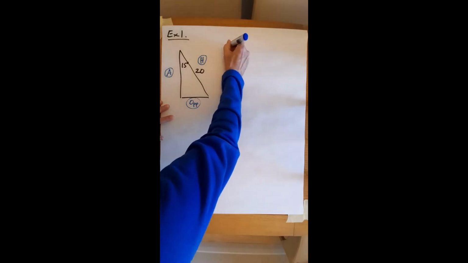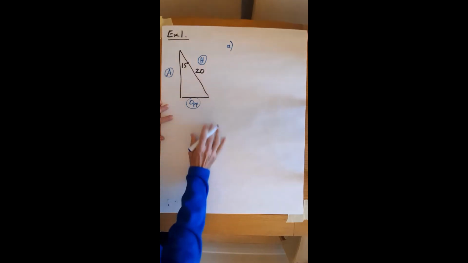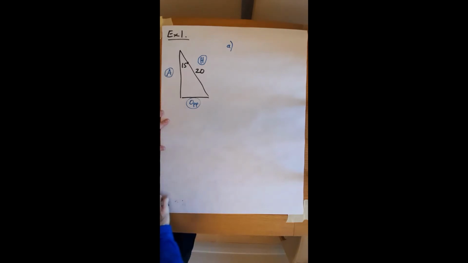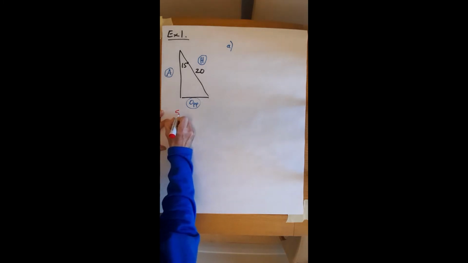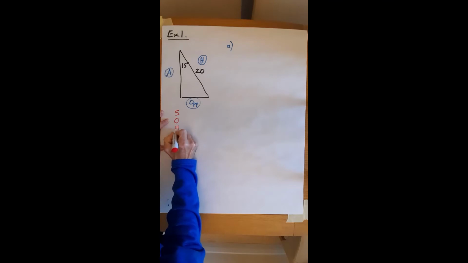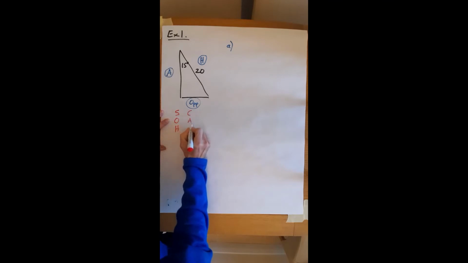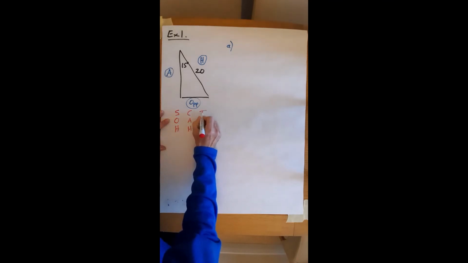So let's have a look at what we're going to do. The question was in two parts, so let's do part A. Whenever you do this, I would expect to see you scribble somewhere on your page something like this. SOHCAHTOA.